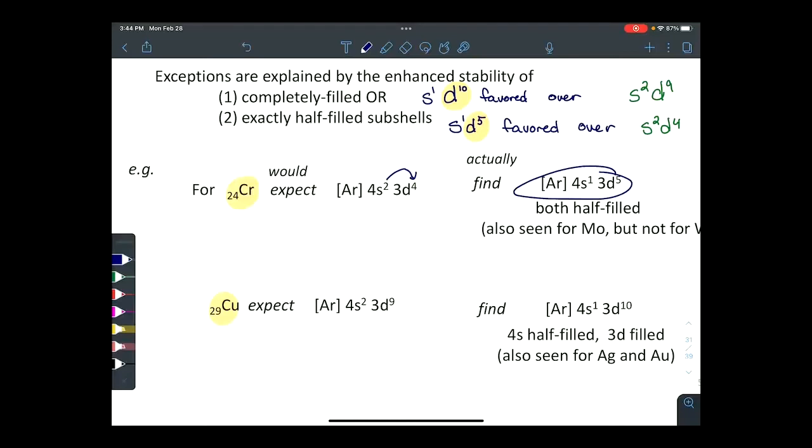It's in the same group, yeah, so its electron configuration is very similar. It's just one period down. So molybdenum does the same exact thing, right? And then for copper, same exact thing.